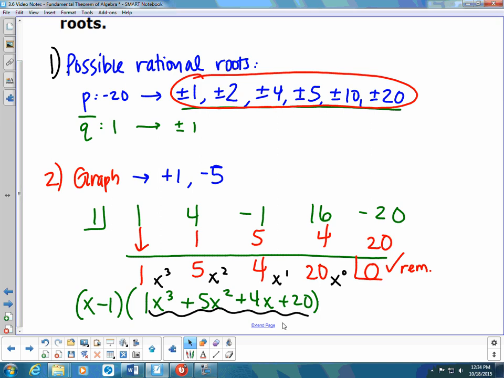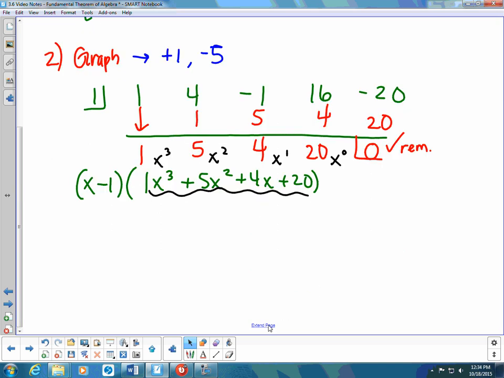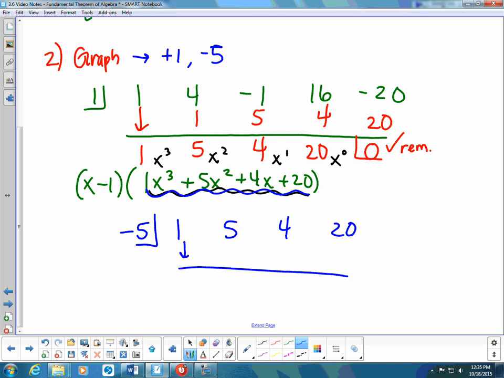And we're going to use that other 0 we saw at -5 to do that. So again, we'll start off with -5 in the box, and we're going to use the coefficients from this cubic to break that down a little bit more. So we'll have 1, 5, 4, 20. And when I bring the 1 down, again, I'll multiply by the box to get a -5, add to get 0, multiply to get 0, add to get 4, multiply to have a -20, and again adds to 0, which is perfect because that again is my remainder.